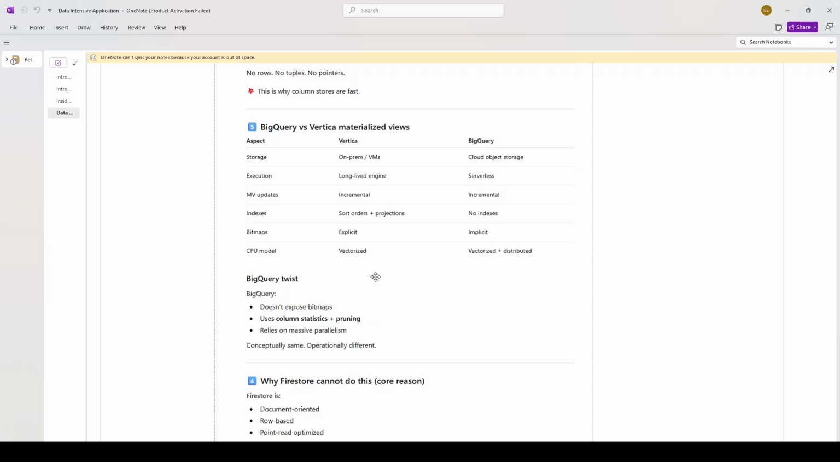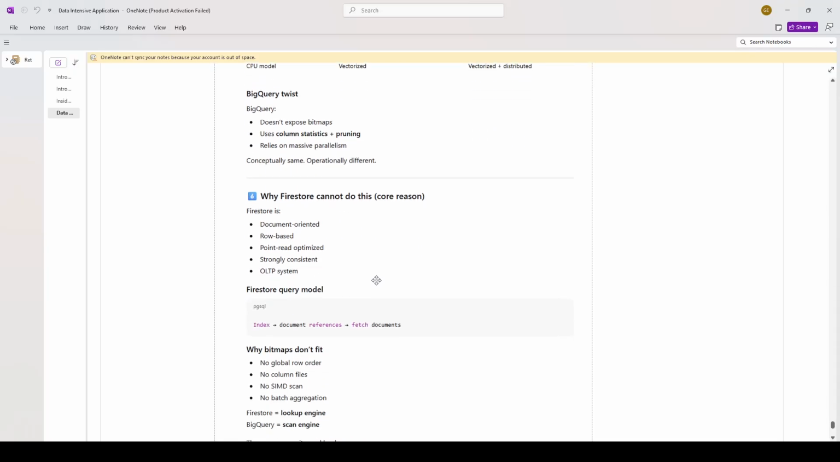BigQuery twist: BigQuery doesn't expose bitmaps. It uses column statistics plus pruning, and relies on massive parallelism. So the parallelism is where the CPU architecture executes multiple instructions in parallel. That's what it takes advantage of. Conceptually the same, operationally different. Why can Firestore not do this?